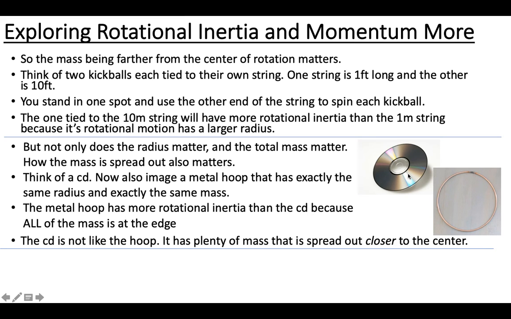And so if you look at the hoop, because all of the mass is at the edge instead of spread out evenly in the middle, it has more rotational inertia. So they have the same mass, they have the same radius, but the CD's mass is more spread out towards the center, whereas the hoop, it's all at the edge. And so that matters too. And the hoop has more rotational inertia because it's all at the edge.